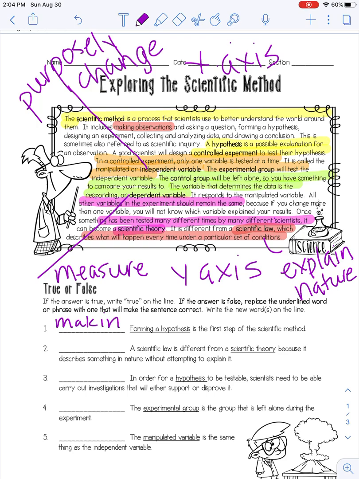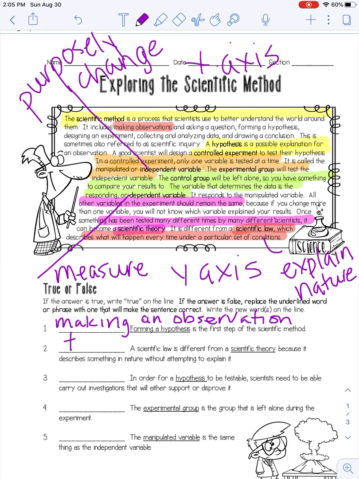Followed very, very closely with asking a question. But you have to observe something before you can ask a question about it, right? So making an observation is the first step in the scientific method. A scientific law is different from a scientific theory because it describes something in nature without attempting to explain it.